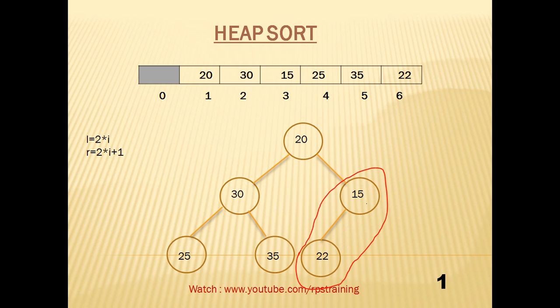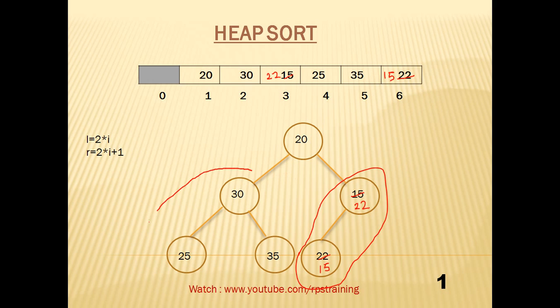Is this subtree a max heap? No, because 15, the parent node, contains a child which is greater than the parent. So one interchange will be done here between 22 and 15. So it will be 22 and it will be 15.